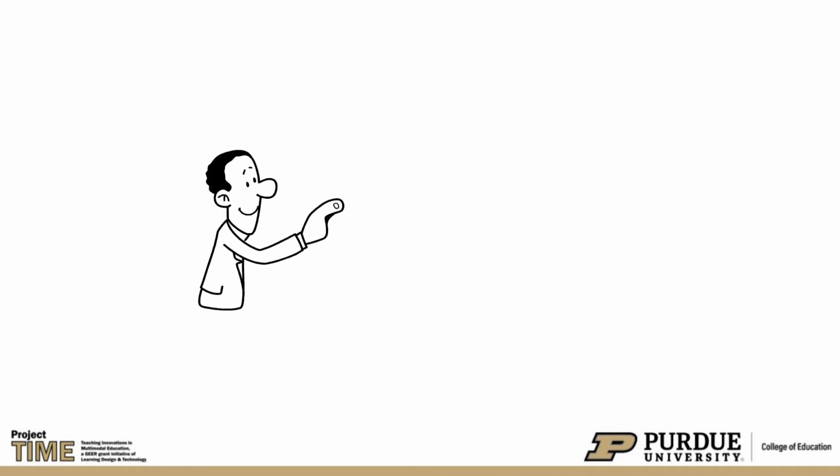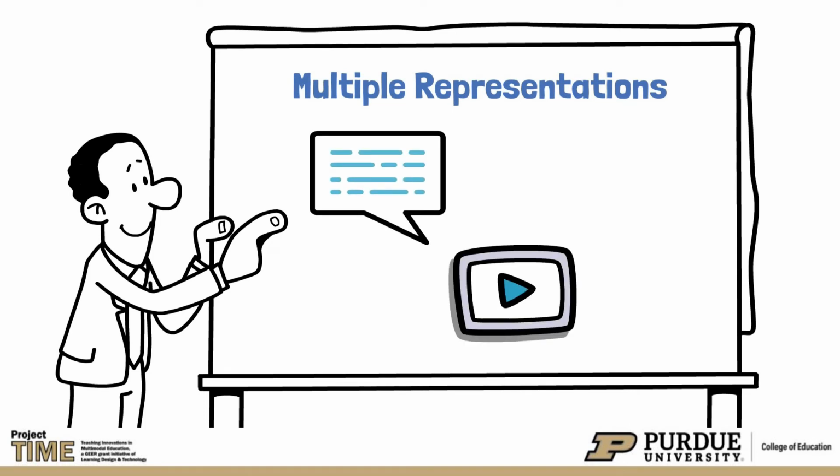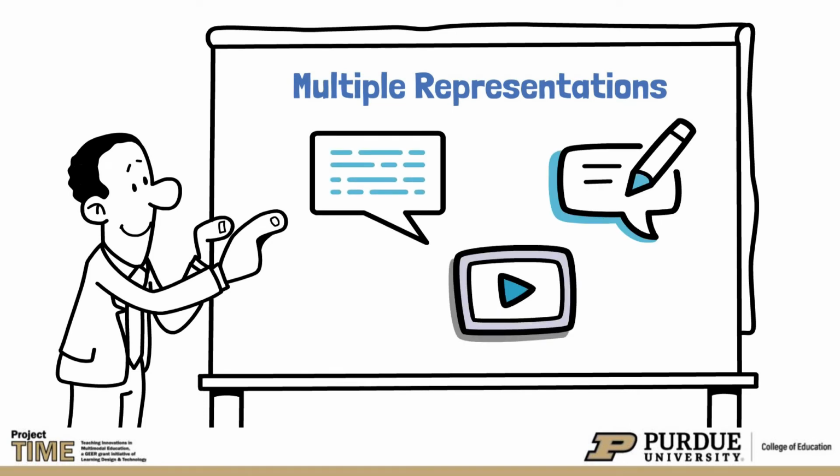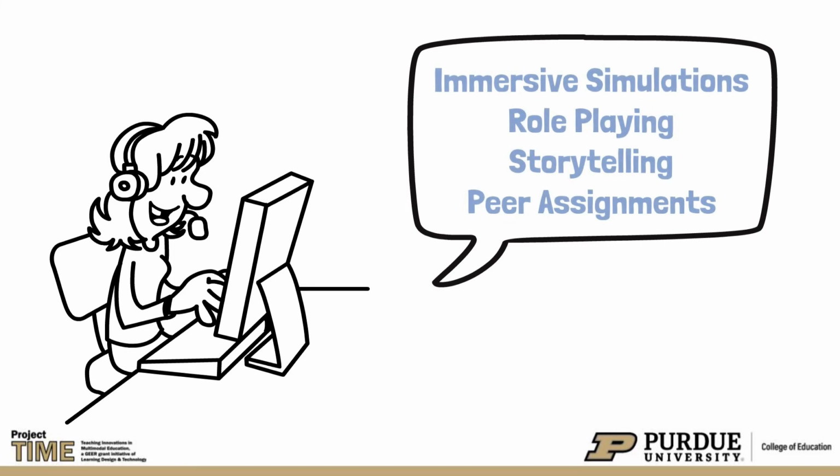Therefore, it is important to consider how the content is presented to students and families by offering multiple representations or more than one way of presenting information, such as audio, visuals, and text, while encouraging learning in more than one modality. Additionally, multiple means of engagement can be achieved through immersive simulations, role-playing, storytelling, and peer assignments.